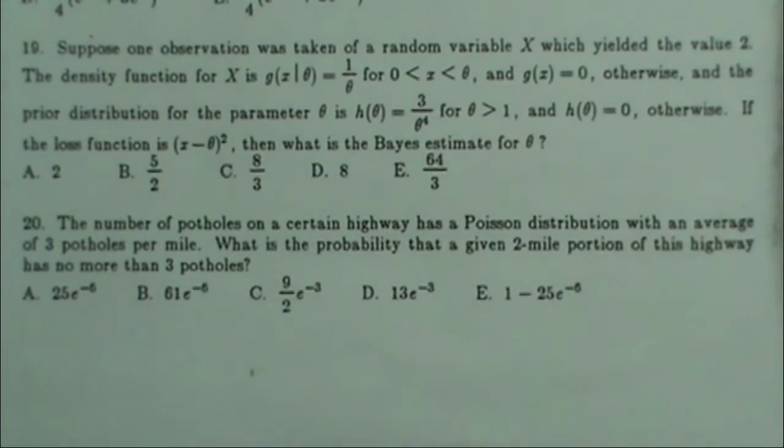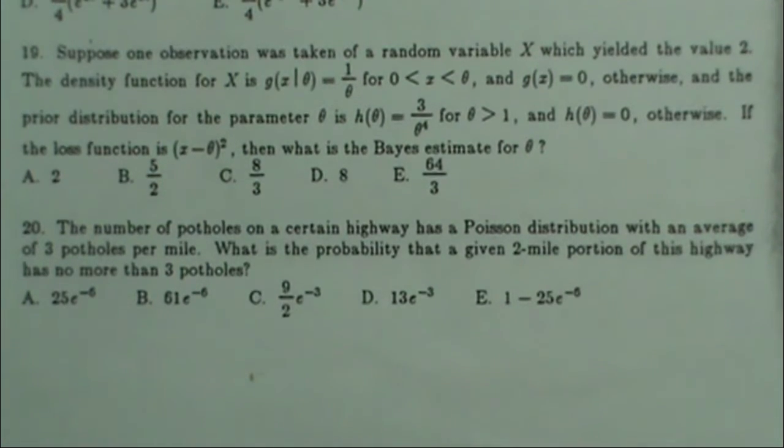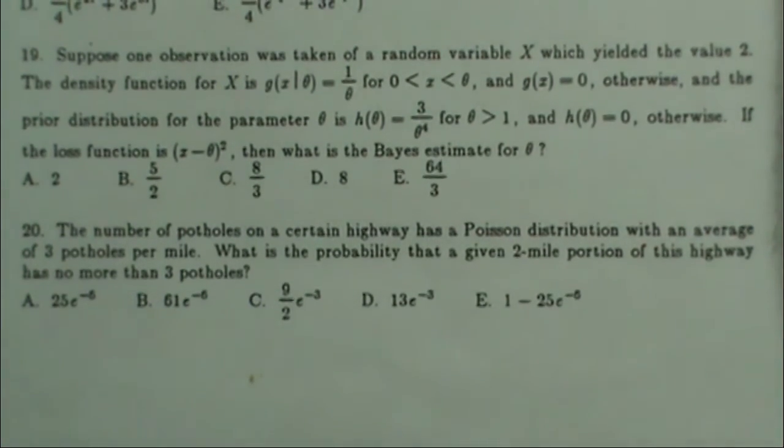Number 20, the number of potholes on a certain highway has a Poisson distribution with an average of 3 potholes per mile. What is the probability that a given 2-mile portion of this highway has no more than 3 potholes?